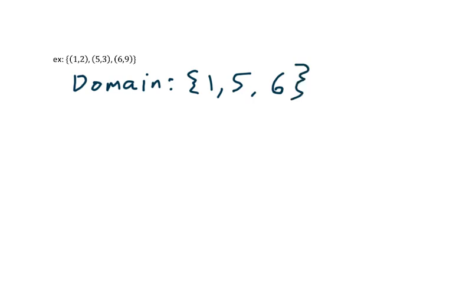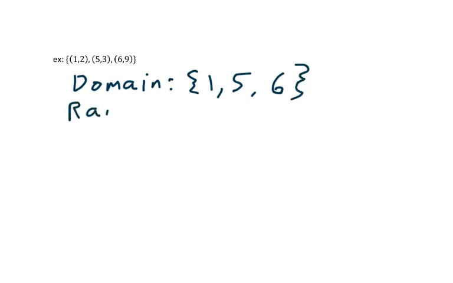Here's another example. We have this now. So now, what would the domain be? Again, the domain, this is all the first components. So as you can see from here, we have 1, 2, so 1 is in the domain. From the second ordered pair, we have a 5, 3, so 5 is in the domain. From the third ordered pair, 6, 9, 6 is also in the domain, so we have that.